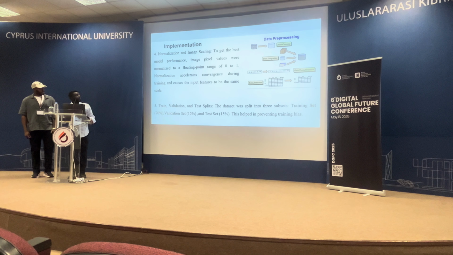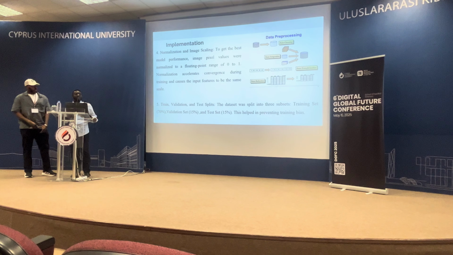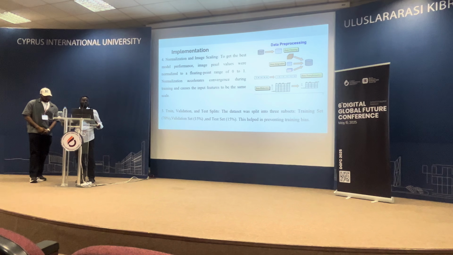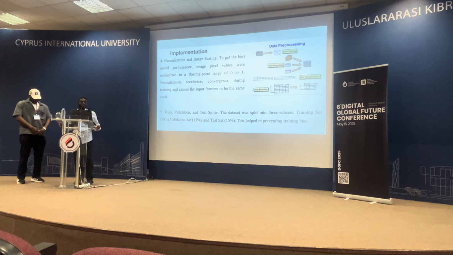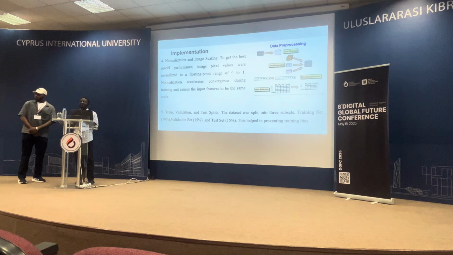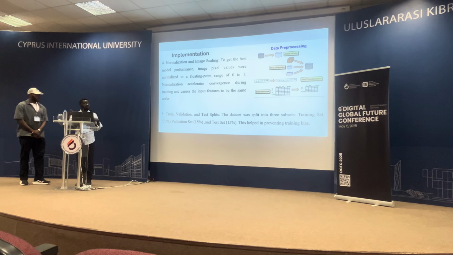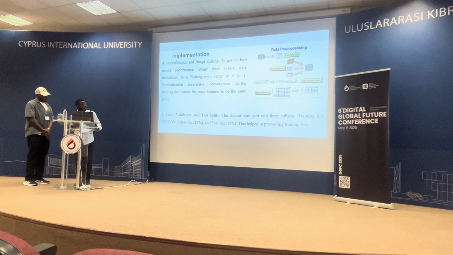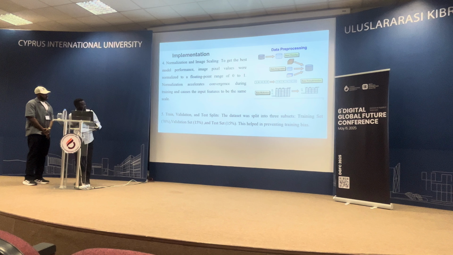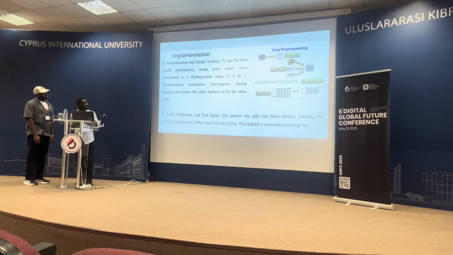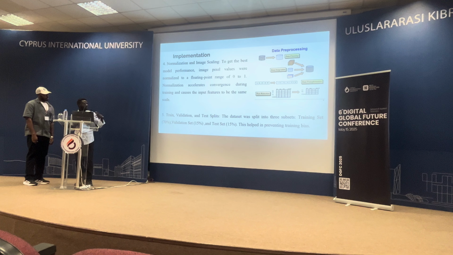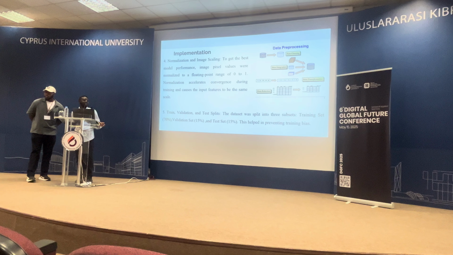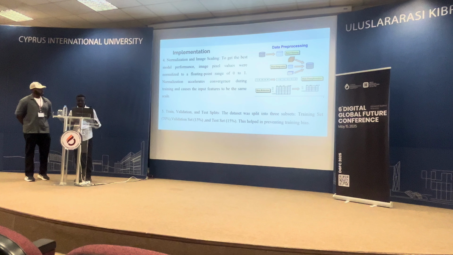So we have the normalization and image scaling. Actually, because of the nature of our data set, we have a wide range of pixel values. Normalization just helps to reduce it to a certain range, which is from 0 to 1. We have data cleaning, data integration, data reduction and data transformation. Also, I would like to note that we split our data into train, test, and validation data sets in the ratio of 70 to 15 to 15.